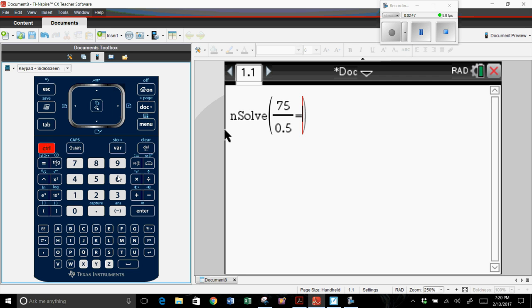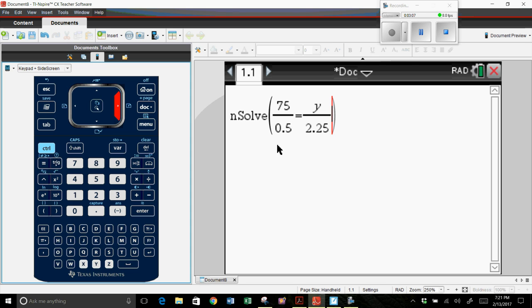Control division for my fraction. Up on top we had y. And then on the bottom we had 2.25. Okay, let's double check it. 75 over 0.5 is equal to y over 2.25. I'm going to go to the right.